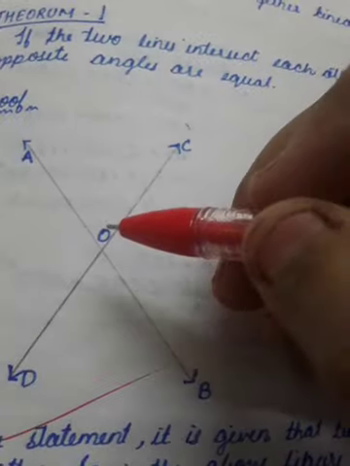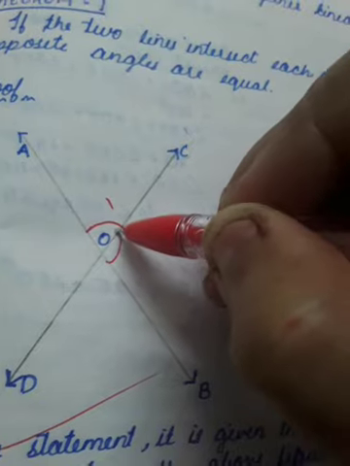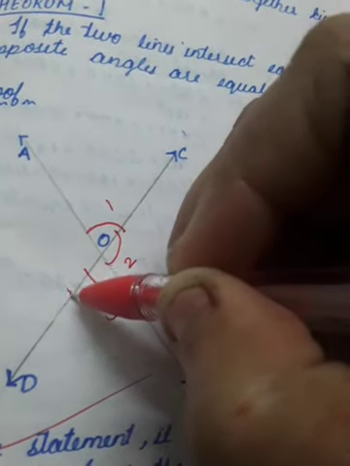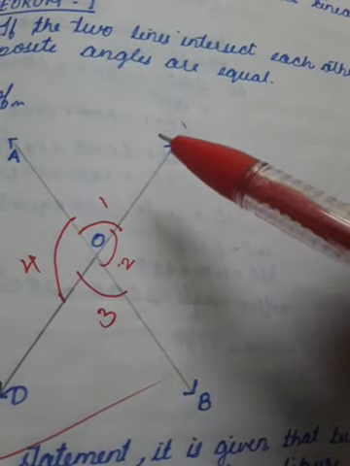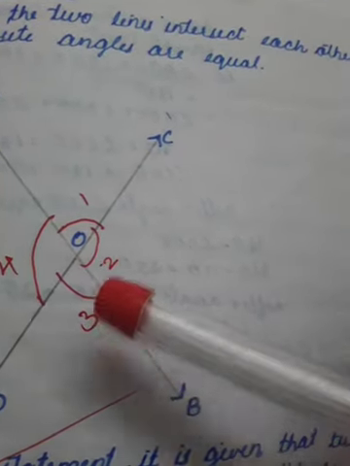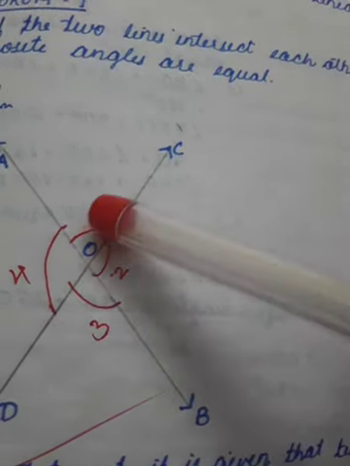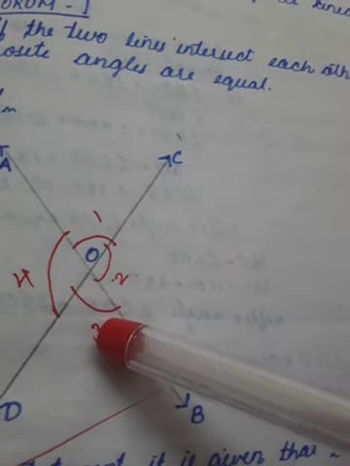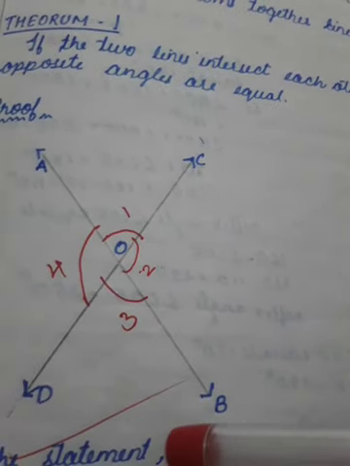For easy understanding, we can put these numbers as 1, 2, 3, and this is 4. So 1 and 2, 2 and 3, 3 and 4, 4 and 1 are the linear pairs. But to prove this, we want to take the adjacent linear pairs. Then only we can prove this. Either 1 and 2 and 2 and 3, or 2 and 3 and 3 and 4. In that way we want to consider. So here we can consider 1 and 2, then 2 and 3. That means angle AOC and angle BOC, then angle BOC and angle BOD.